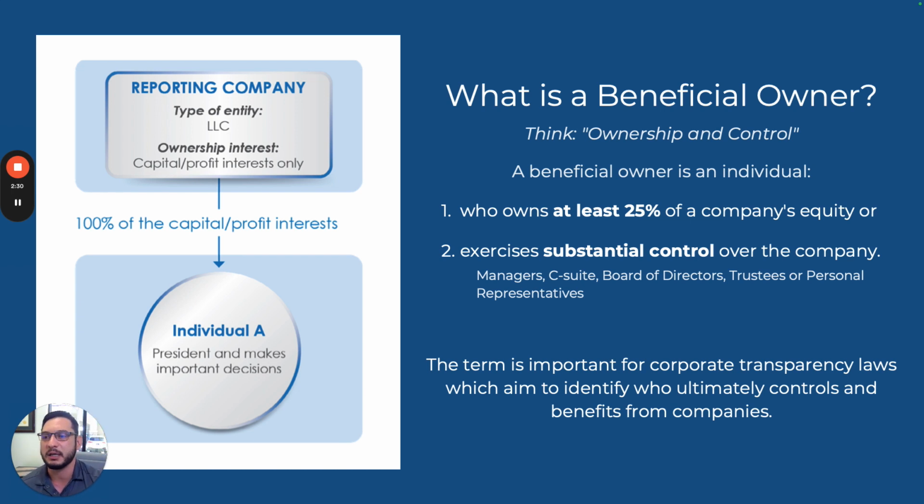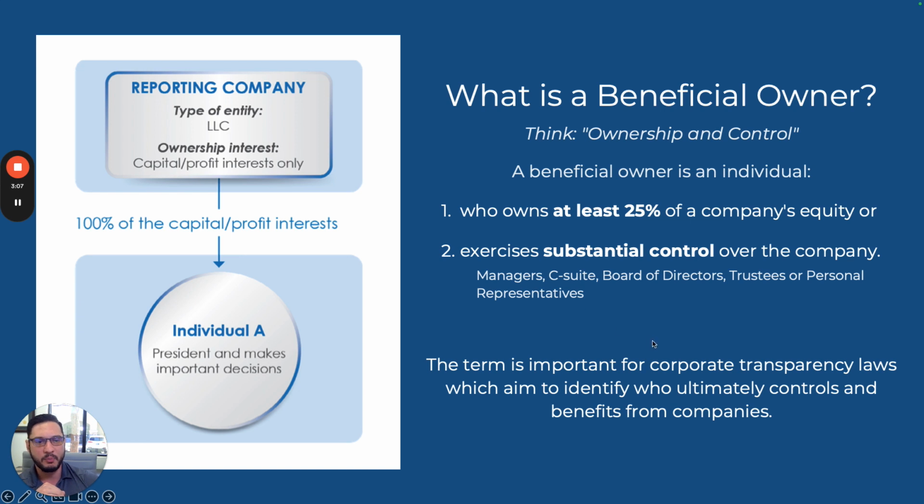Now, if you look at this image, you're going to see that the reporting company is an LLC. Ownership interest is capital and profit interest only. And you have individual A, who is president and makes all the important decisions, and they own 100% of those capital and profit interests. In this example, this is the easiest of all of them. Individual A is who you are going to report. That's it. There is no one else in control. There is nobody else that has at least 25% interest of the company. So it is individual A that you will be reporting.